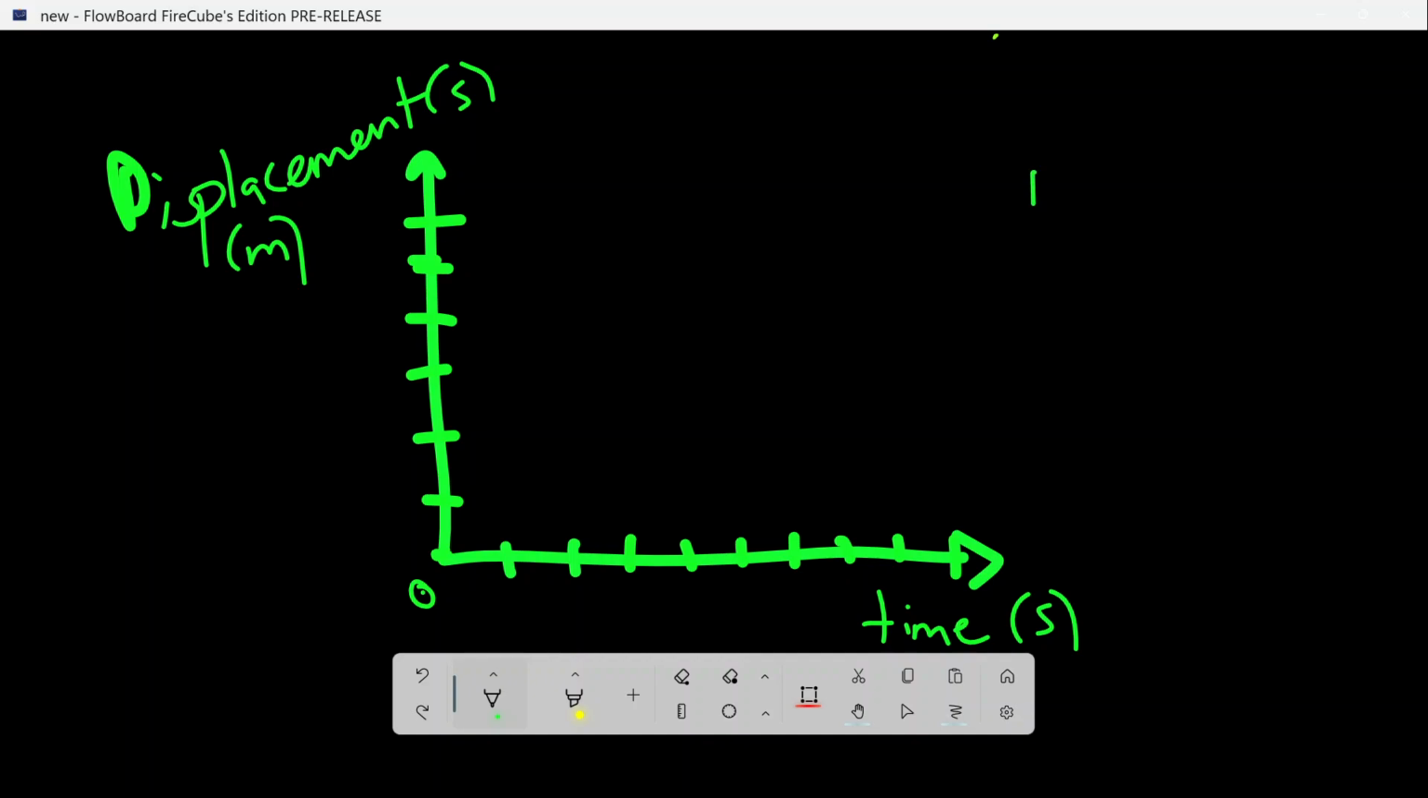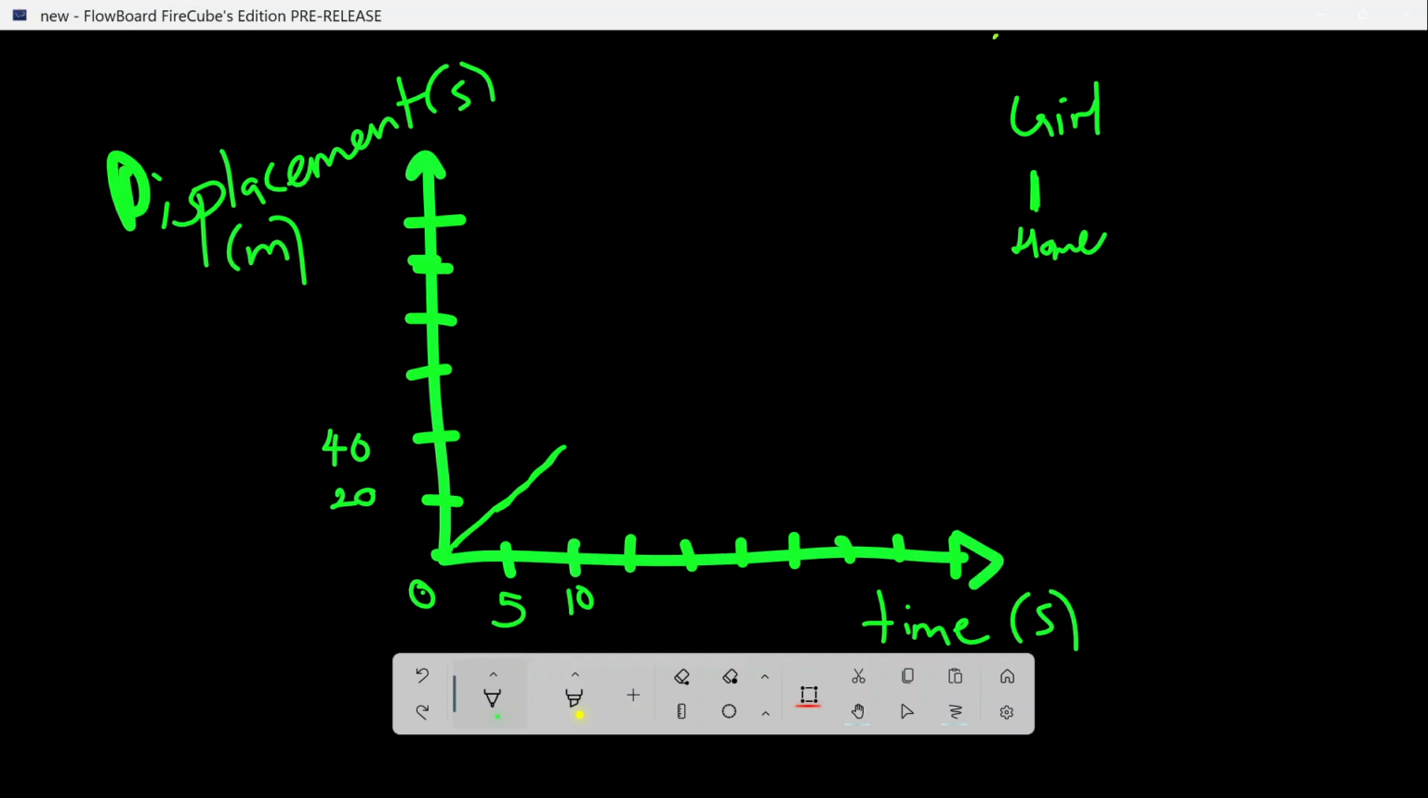Maybe we're measuring the displacement of a girl from her home, and that's her home right there. And it's the girl, and she's going to be moving away from her home. Let's say for the first 5 seconds, she covers a distance of, let's increase that to 20 meters. Then she keeps walking another 5 seconds, she covers the same distance. So now it's 10 seconds, and now she's covered another 20, so 40.